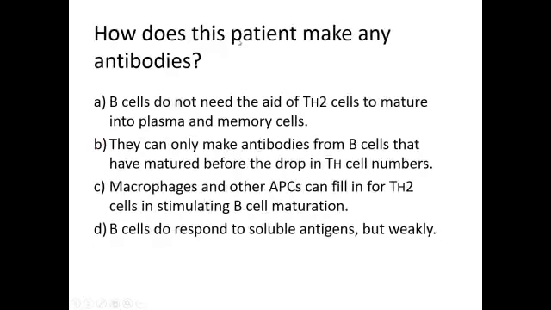So how does this patient make any antibodies? Let's take a look at the answer options and see which one would be a correct answer to this question. B cells do not need the aid of Th2 cells to mature into plasma and memory cells. Well, that's completely wrong. They do. They can only make antibodies from B cells that have matured before the drop in Th cell numbers. Well, that would be true. That is a true statement.